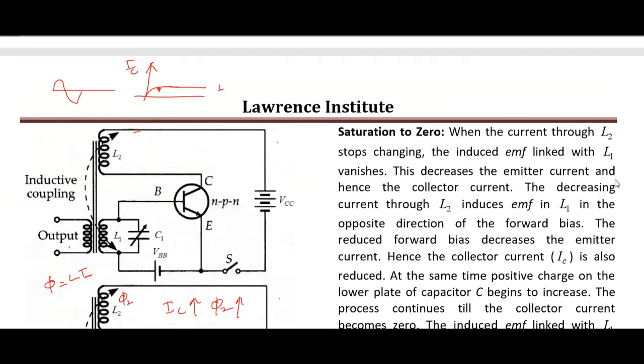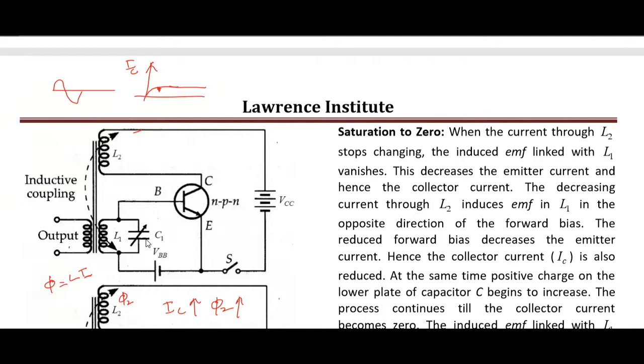This is IE. Collector current reaches maxima here. And now, once the collector current reaches maxima, then IC will not change. If IC is unchanged, inductor only opposes change in growth of current. Now if IC becomes constant, it means flux will die out and coupling will die out. If coupling will die out, then input bias will decrease. If input bias will decrease, then what will happen?